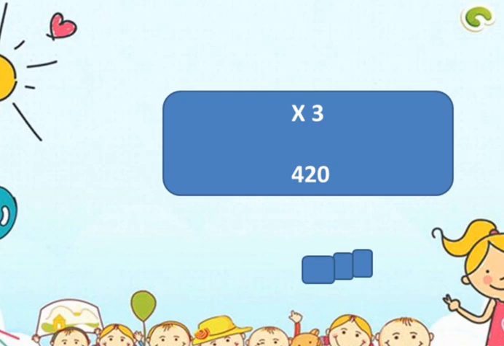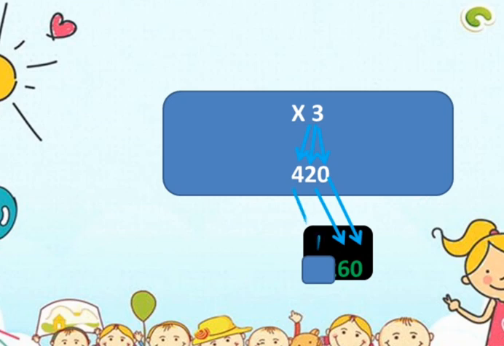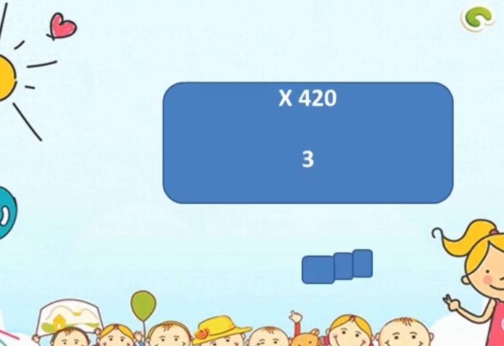3 and 420. So the way to do this multiplication is very easy. So I can just go from the top to the bottom this way. 3 times 0 equals 0. 3 times 2 equals 6. 3 times 4 equals 12. So what's the product? 1260.